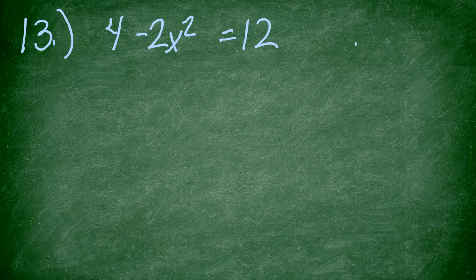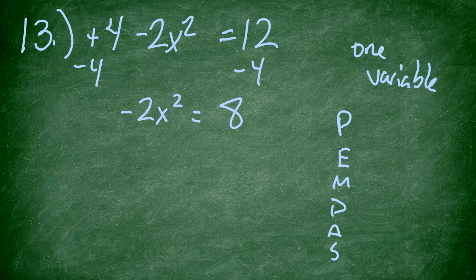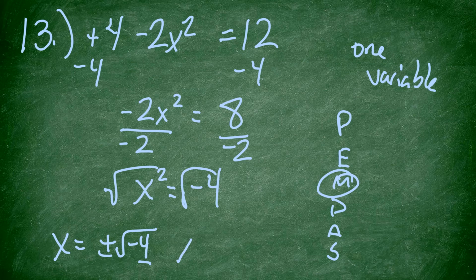Alright, 13, once again, has one variable. So we're going to use PEMDAS backwards. Remember, this is like a plus 4, so I have to subtract 4 from both sides first. I get minus 2x squared equals 8. And you have to remember, I cannot take the square root of both sides when I follow PEMDAS backwards. Multiplication comes before an exponent. So I actually have to divide by negative 2 first. Get x squared equals negative 4. Then, once x squared is all by itself, I'm allowed to square root both sides. I get x is equal to plus or minus the square root of negative 4. The negative turns into i, 4 is perfect, so I get x is equal to plus or minus 2i.